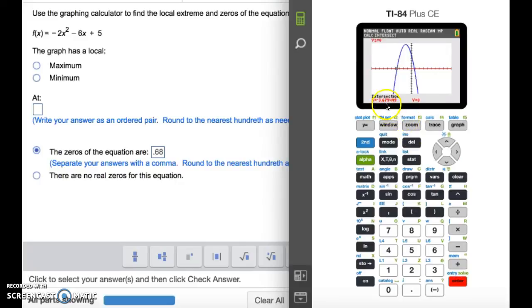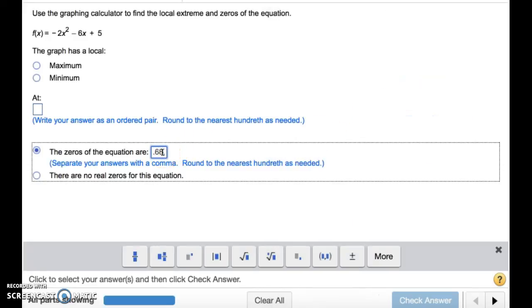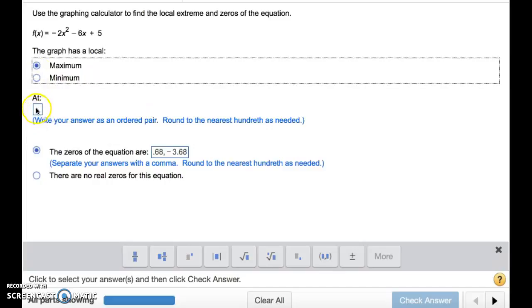And it tells me that this one is negative 3.68. So then I enter negative 3.68. I would then go ahead and do it the same way I did before, finding my vertex. I know that since this is negative, it's going to open down. So I'm going to have a maximum value. And then I would just find that maximum value the way you would on the other video.